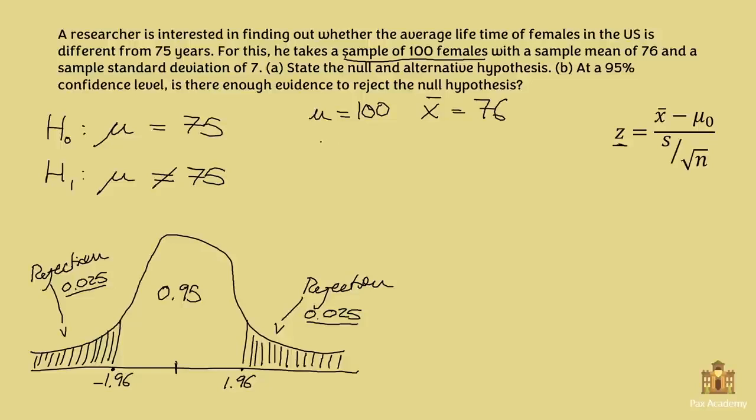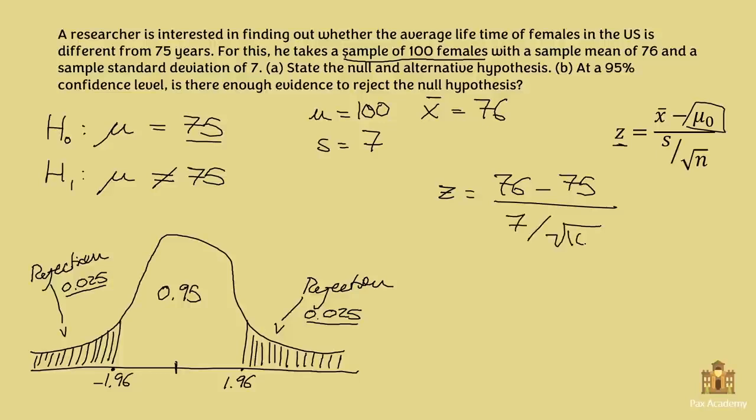And the sample standard deviation, S, is 7. And this element here is the hypothesized mean. And this hypothesized mean is basically this value, the 75. So then we use the formula. So the Z value is the sample mean, 76, minus the hypothesized mean, 75, over the sample standard deviation, 7, divided by the square root of the sample size. And if you plug this into your calculator, you should get approximately 1.43.